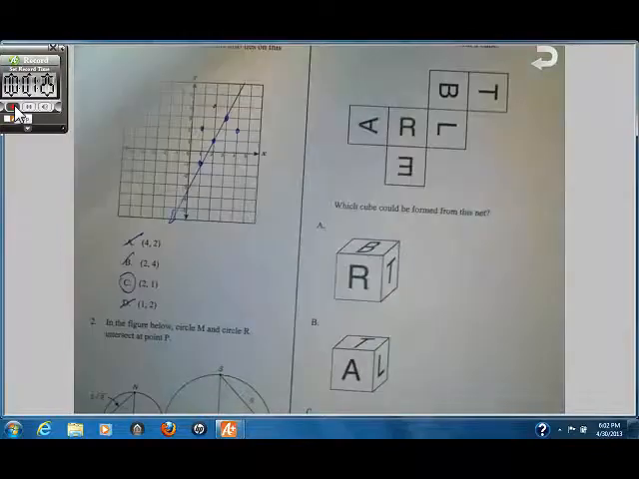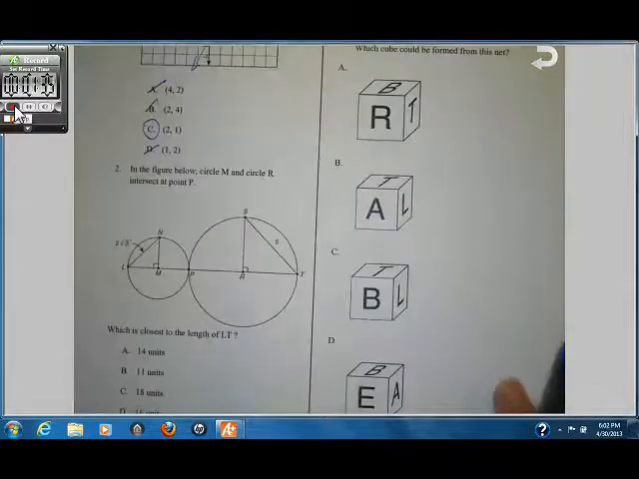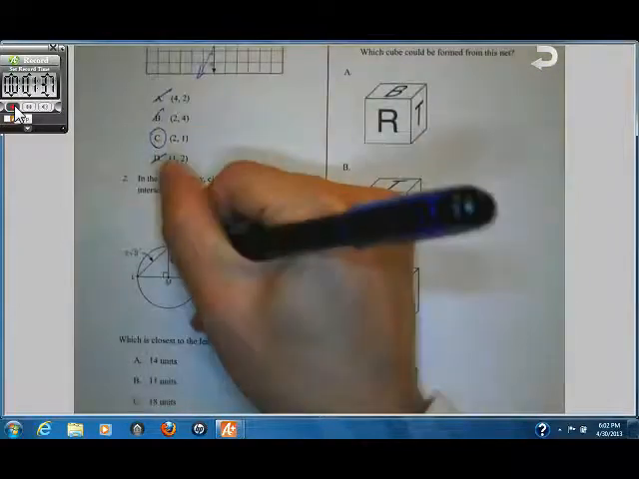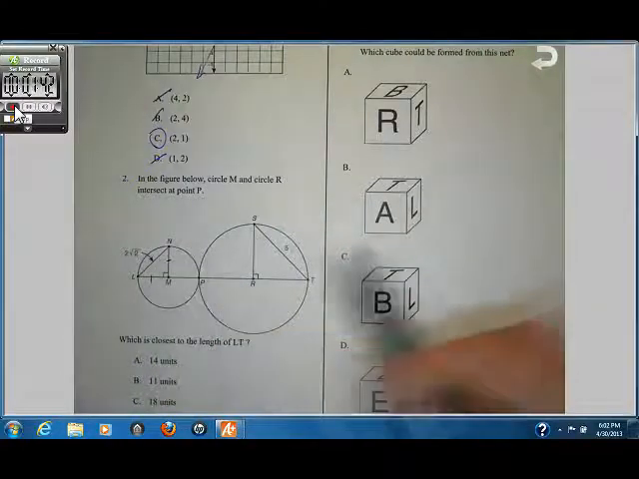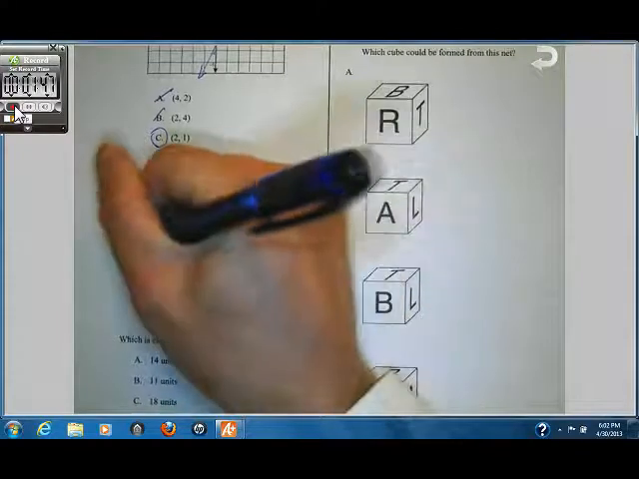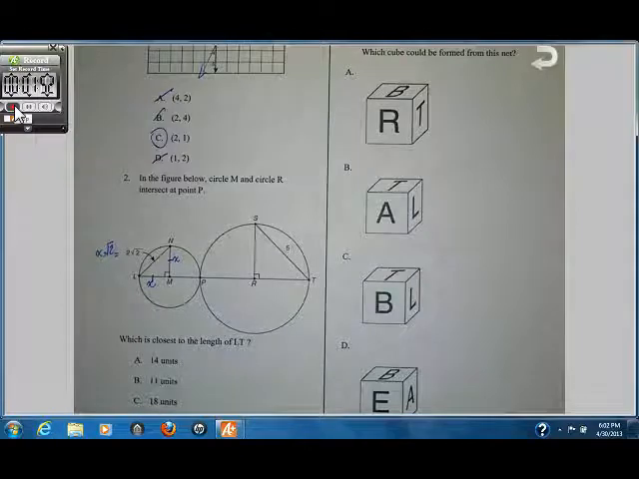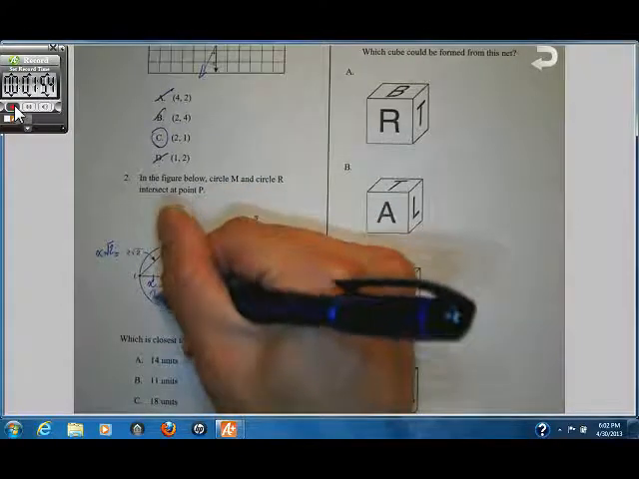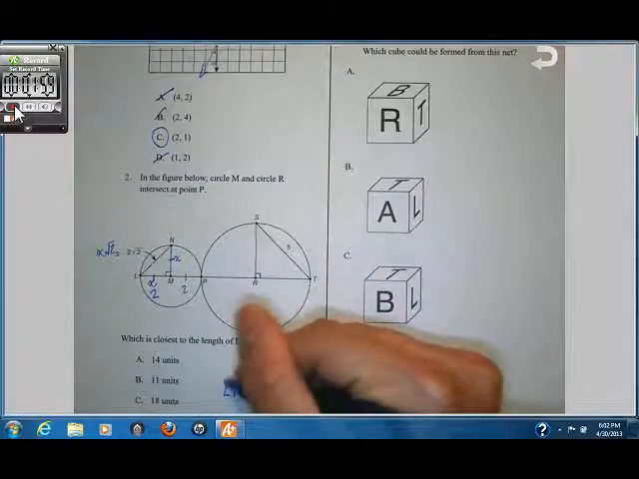Okay. So in the figure below, circle M, R is the intersection point, and we're trying to find the length from L to T. Now, both of these are special right triangles because this side is the same as this side, and with your special right triangles, you have x, x, and this is actually x root 2. So to find x, you just remove the square root of 2, so the point LM is 2, which means this is 2 as well. So from L to P, you have 4.